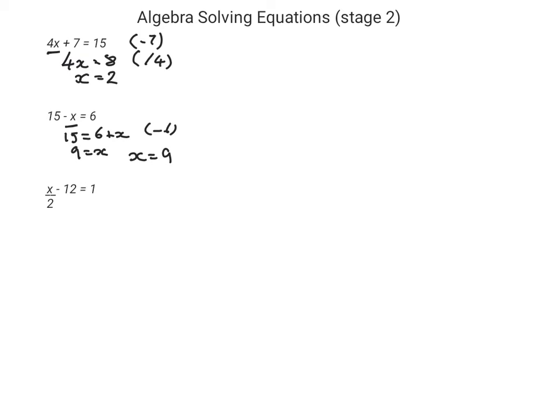So this next one, we want to get the term with x in on its own first, so we're going to add 12 to both sides to cancel out the subtracting 12 to leave us with x over 2, and adding 12 to the other side gives us 13. Sorry, I should have put here that we were adding 12. And then this time, to get rid of dividing by 2, we're going to multiply by 2, so it leaves us just with the x, and on the other side we get 26.